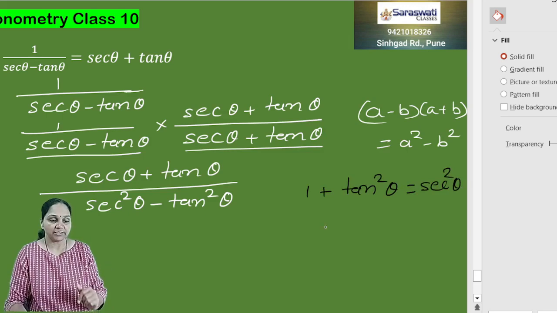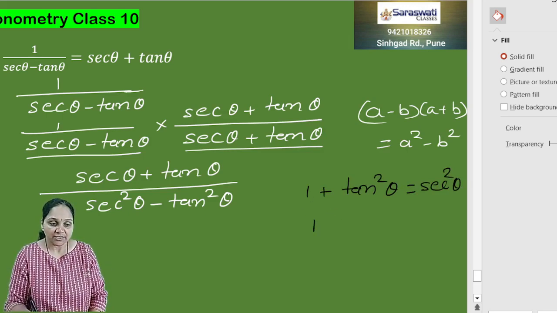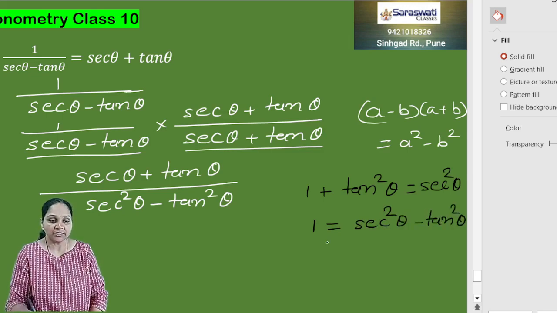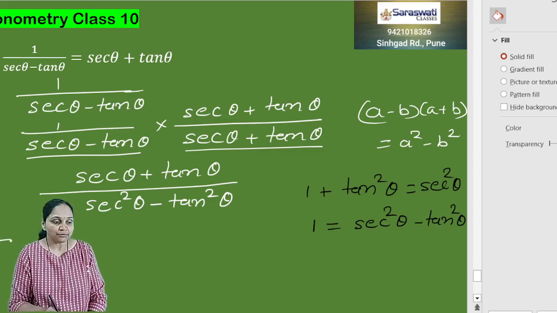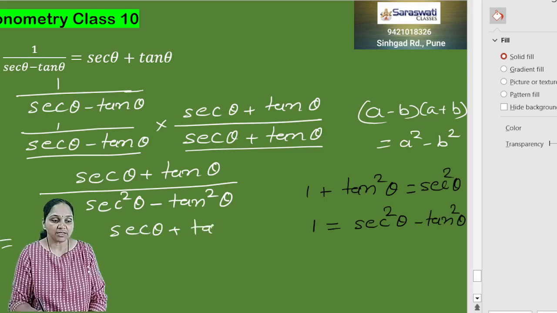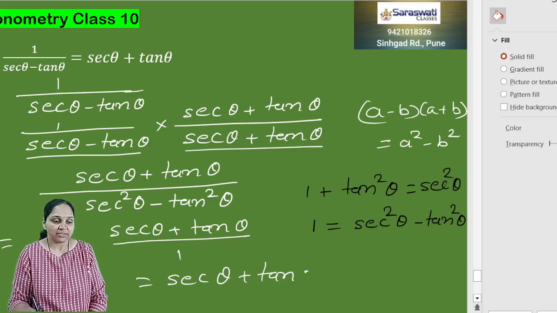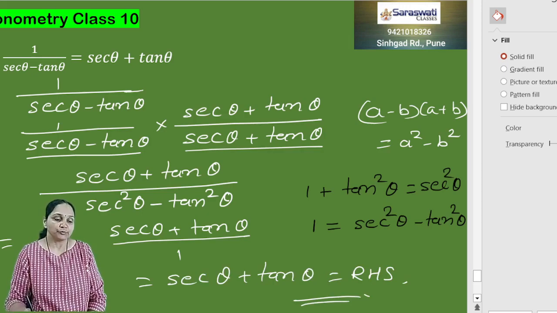We know this identity, and using this identity we can have this sec square theta minus tan square theta is equal to 1. So substitute 1 for this denominator, that is sec theta plus tan theta upon 1, which is equal to sec theta plus tan theta, and this is our RHS. Hence proved. Okay.